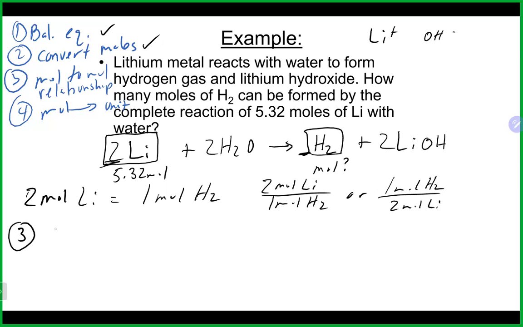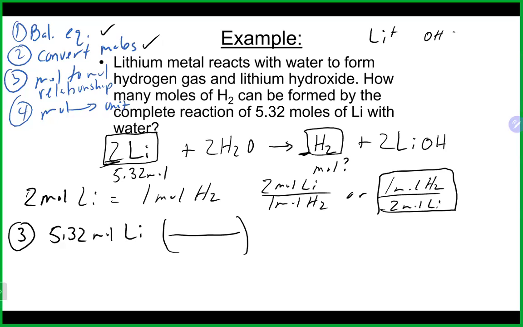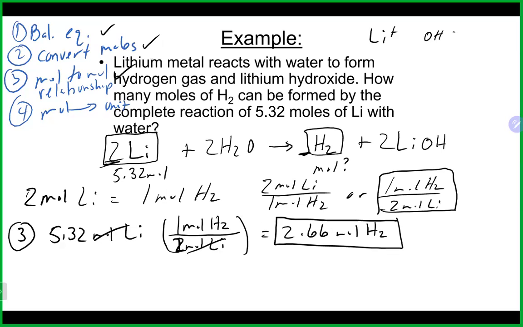We'll take what they gave us, which was 5.32 moles of lithium. Remember, we want to get rid of lithium, which means we need to put it on the bottom. So we are going to use a conversion factor here that will give us 1 mole of hydrogen up on top, 2 moles of lithium on the bottom. This is the big stoichiometry part where the lithium will cancel each other out. And we will end up with 2.66 moles of hydrogen.